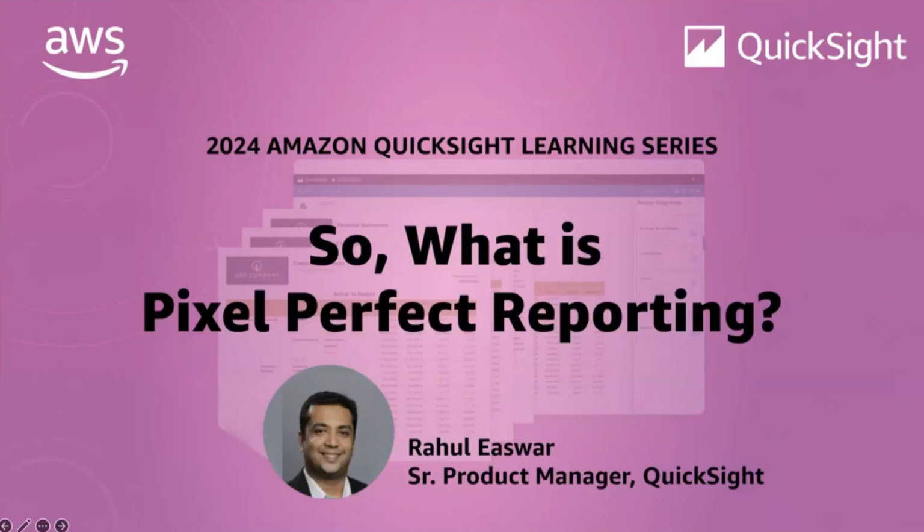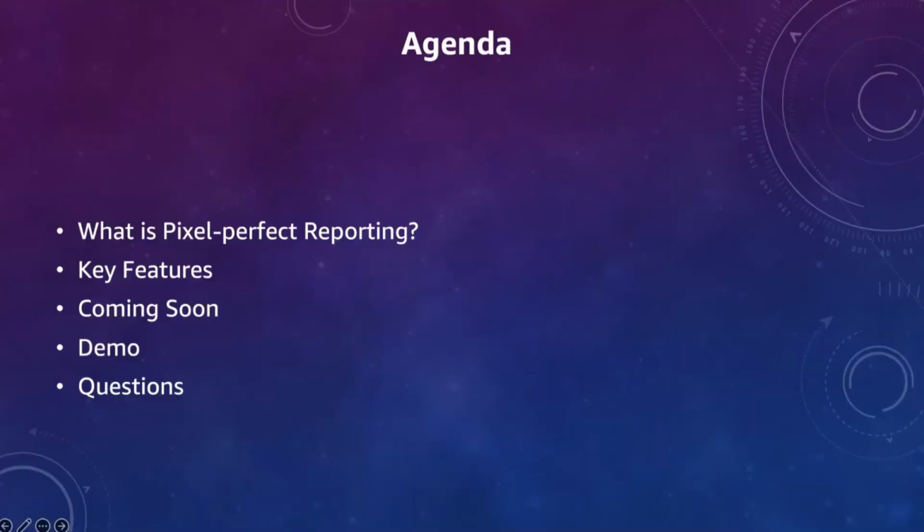So what are we going to cover today? We're going to be talking about what is Pixel Perfect reporting, first of all. Some of the key features that we already have. I want to also give you a sneak peek into what is coming soon. And then we'll do a demo just to showcase the power of Pixel Perfect reporting, what it can do, and how you can generate a report very, very quickly. And then I'll hopefully save some time towards the end for answering some questions. Or as Maddie mentioned, you can drop your questions into the community and I'll respond as soon as I can.